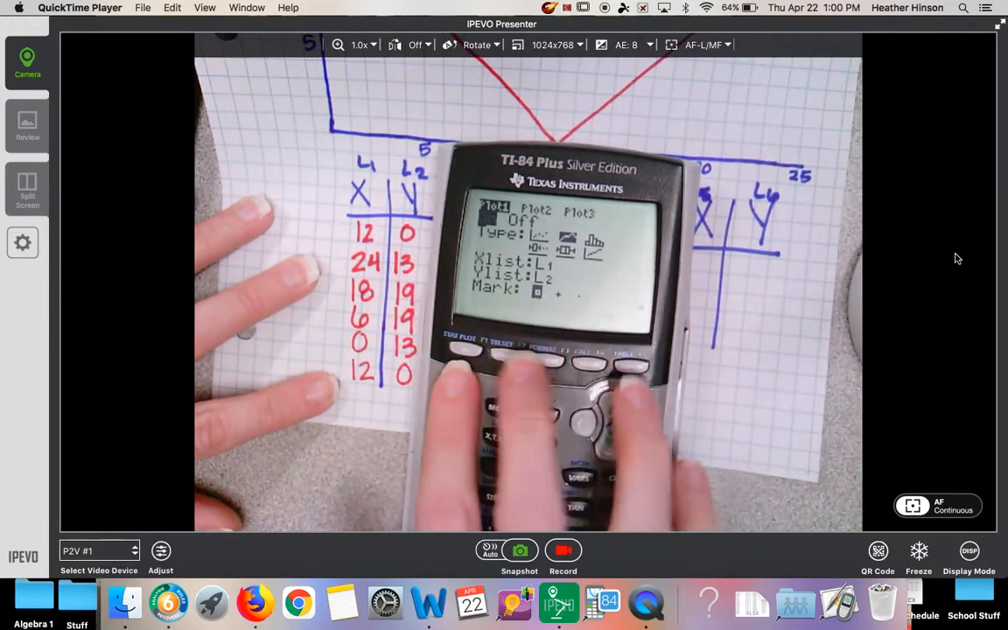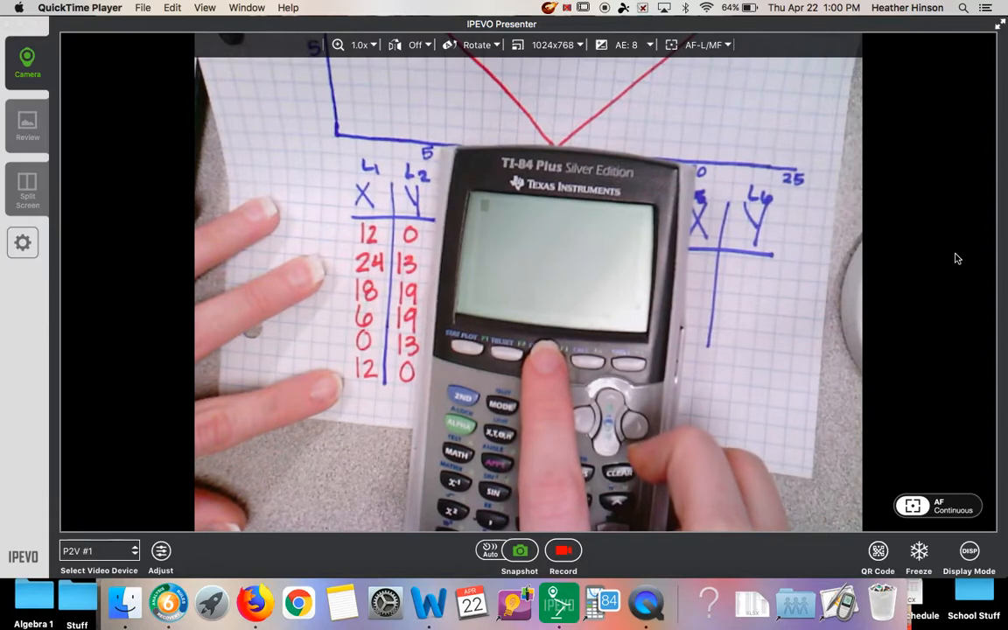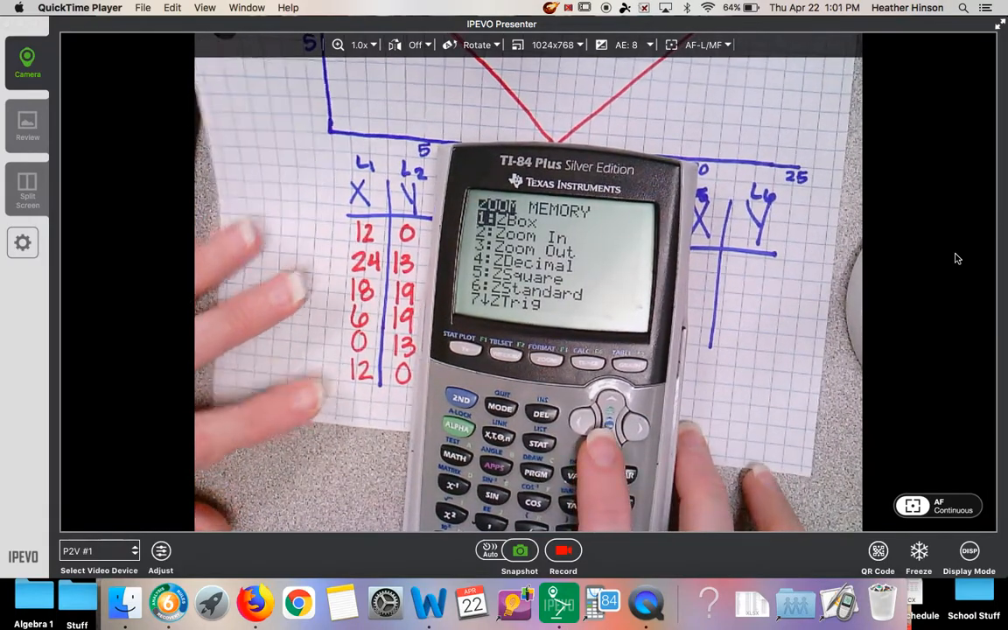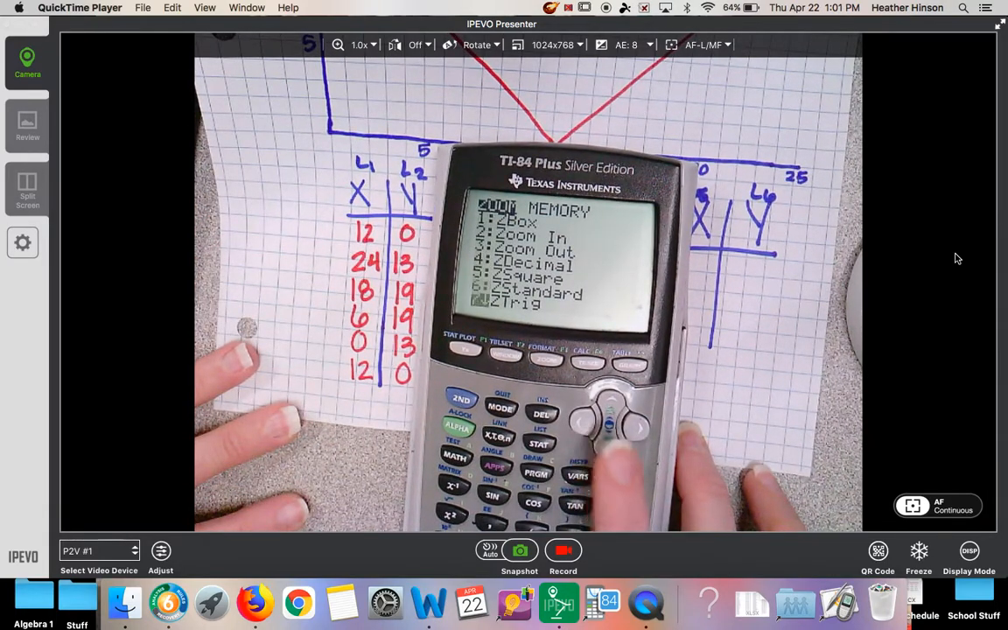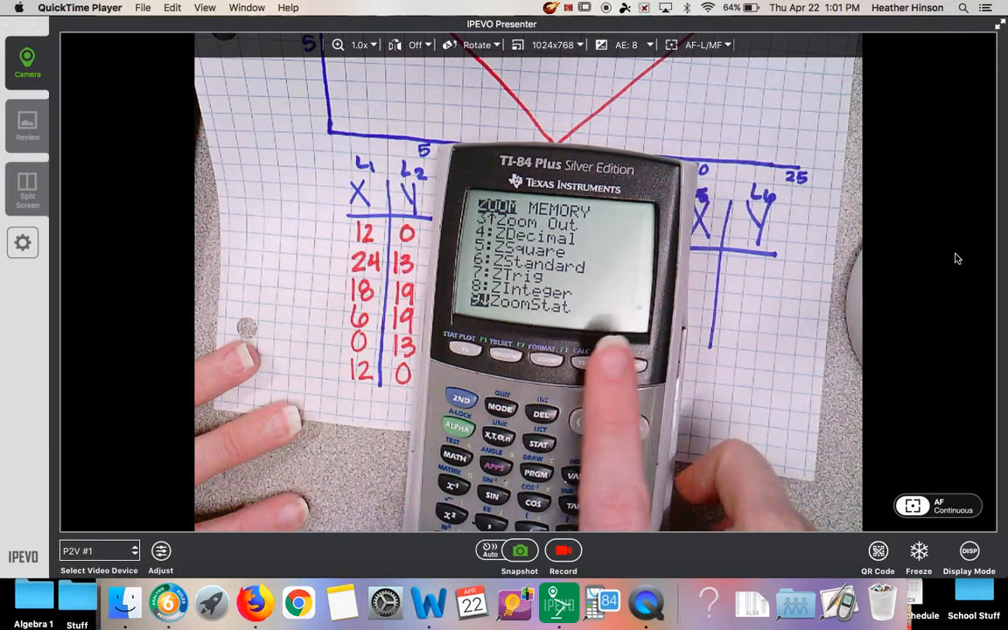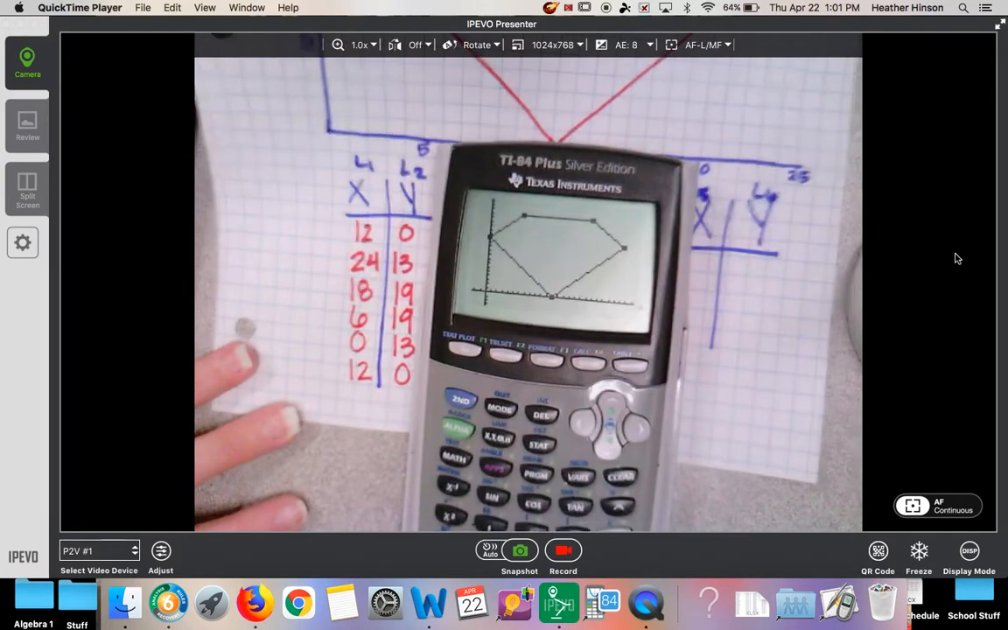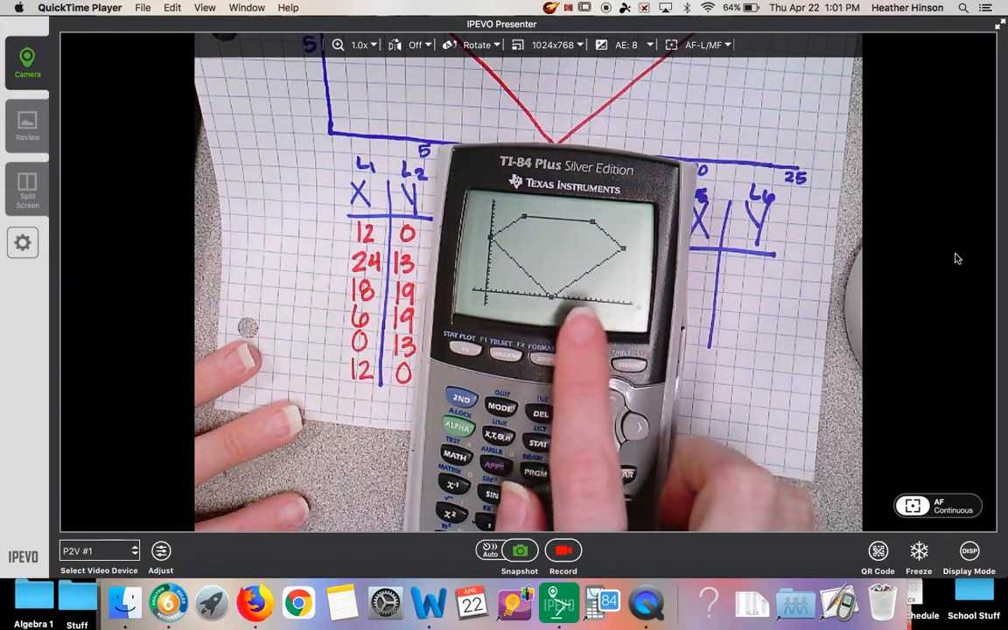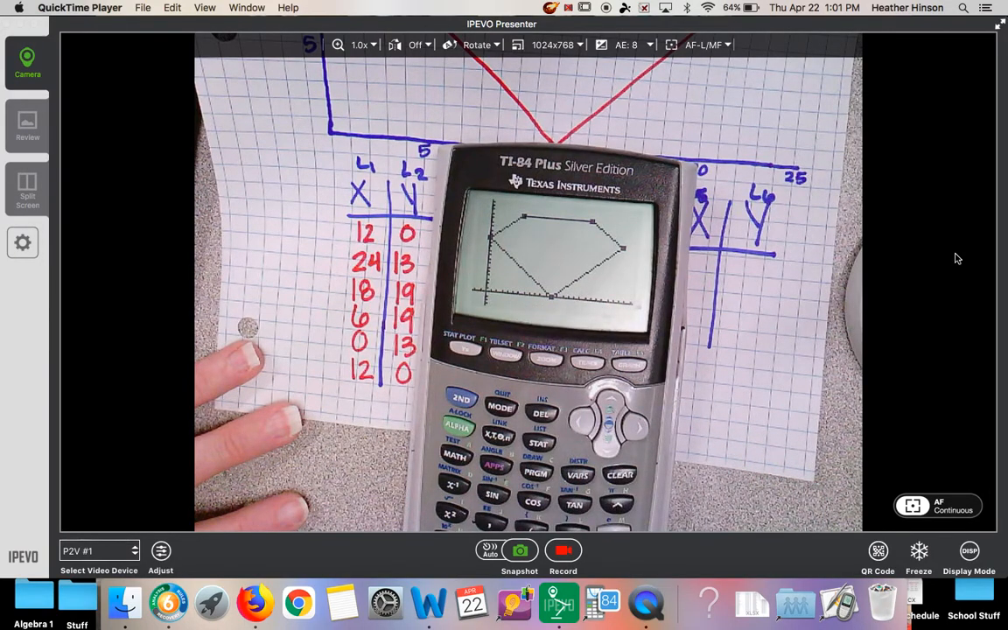Okay. So I got all of that plugged in. Then I'm going to hit zoom. And I'm going to zoom it to that stat plot. So I'm going to do zoom 9. And then you can see the outside of my Superman emblem. So now I need to work on the inside.